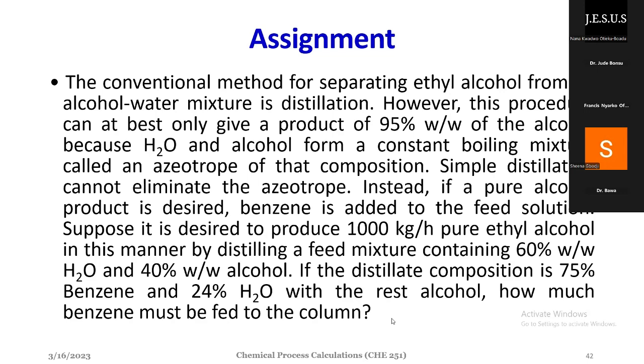Instead, if a pure alcohol product is desired, benzene is added to the feed solution. Suppose it is desired to produce 1000 kg per hour of pure ethyl alcohol in this manner by distilling a feed mixture containing 60% water and 40% alcohol. If the distillate composition is 75% benzene and 24% water with the rest alcohol, how much benzene must be fed to the column?